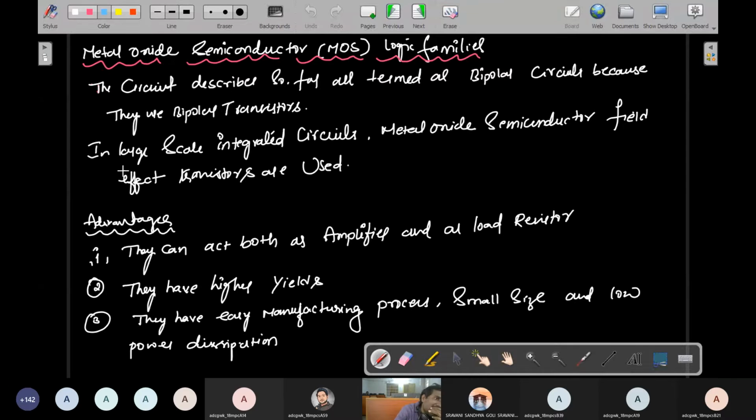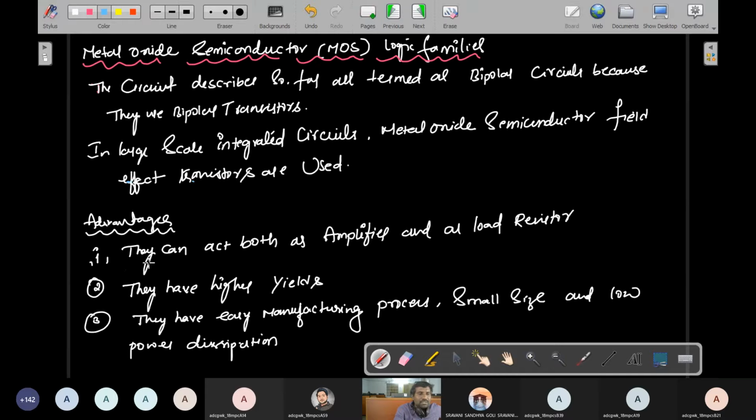But in the manufacturing of large scale integrated circuits, we use metal oxide semiconductor field effect transistors. Why? Because we are constructing very large scale chips, large integrated chips. The bipolar transistors are not working in large scale devices, so that is the reason they manufacture large scale integrated circuits using only metal oxide semiconductor field effect transistors.